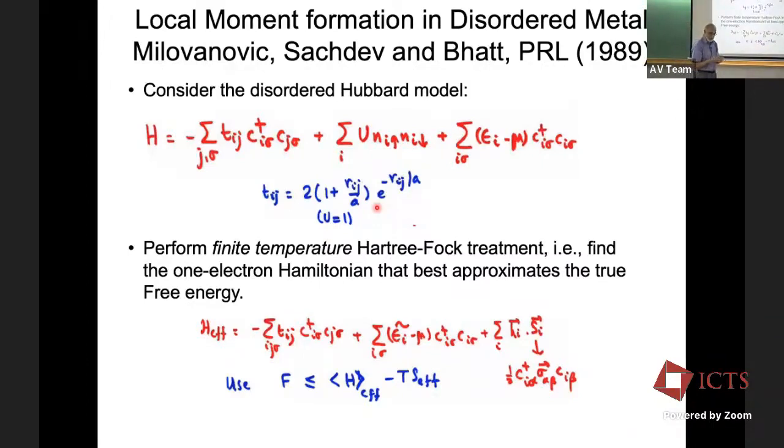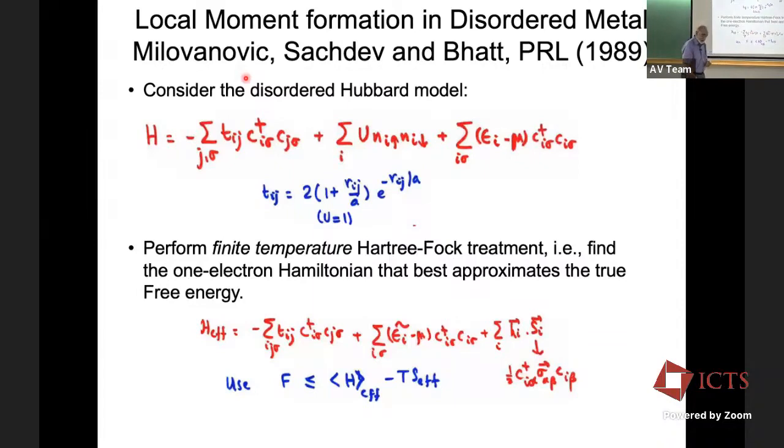And so at that time, Subir Sachdev was a postdoc at Bell Labs, and he and I were working together. We started doing it, and then he moved to Yale and recruited a graduate student, Milica, and we explored a different way of looking at the problem. What we did was we said we are going to look at the disordered Hubbard model, and rather than using some kind of renormalization group technique, we're going to try and do an approximate job of this.